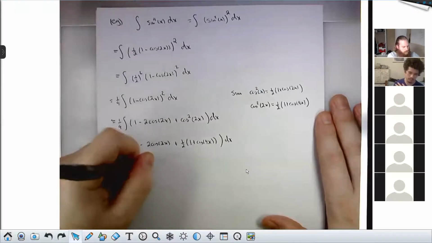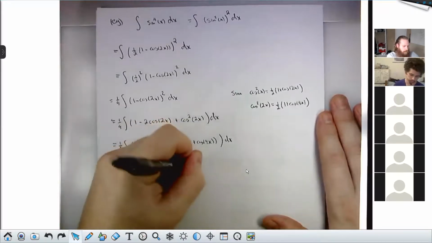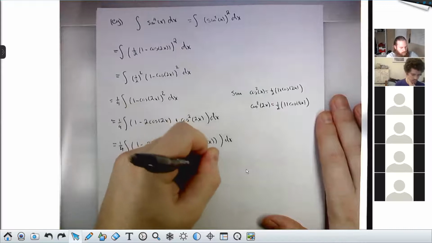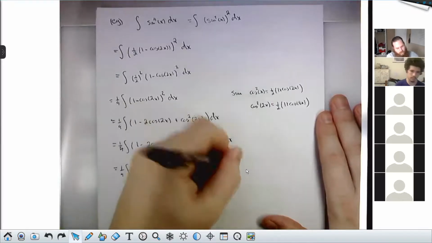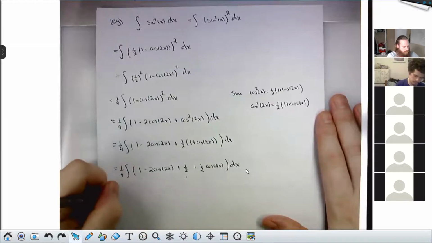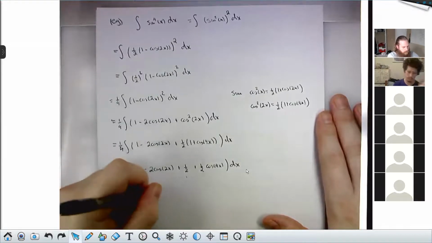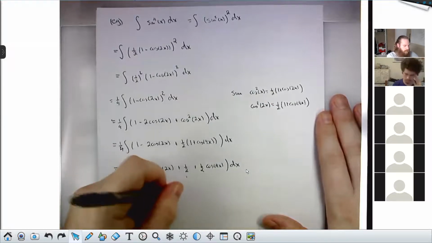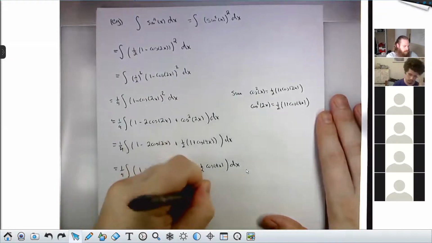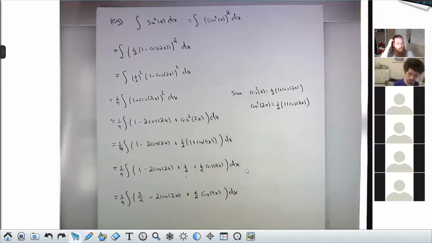And this will be 1 minus 2 cosine 2x plus 1/2 plus 1/2 cosine 4x dx, and then this 1/2 and this 1 can talk to each other. That's 1/4 integral 1 plus 1/2 is 3/2, and then minus 2 cosine 2x plus 1/2 cosine 4x dx. And now we're ready for an antiderivative.